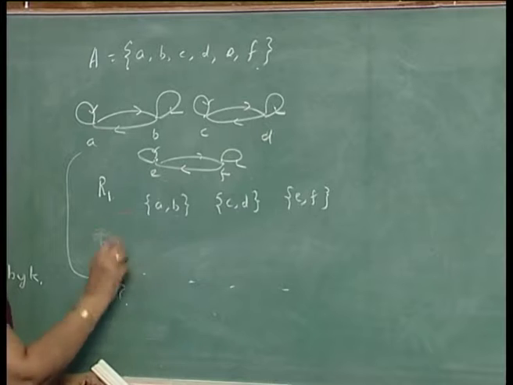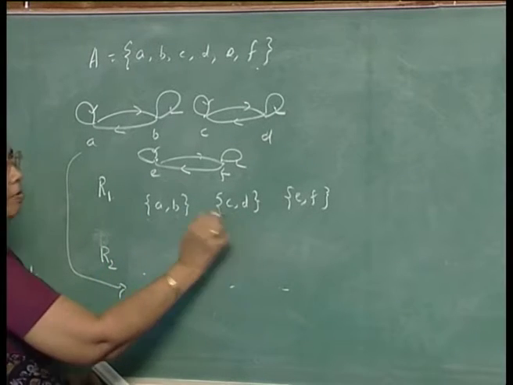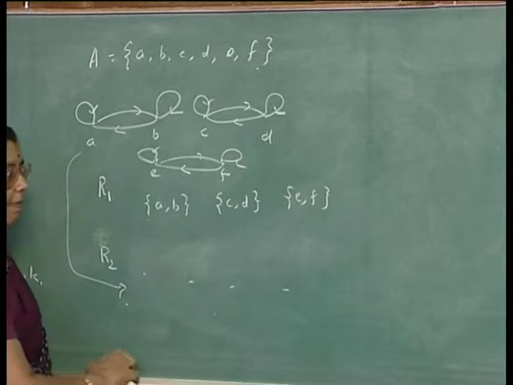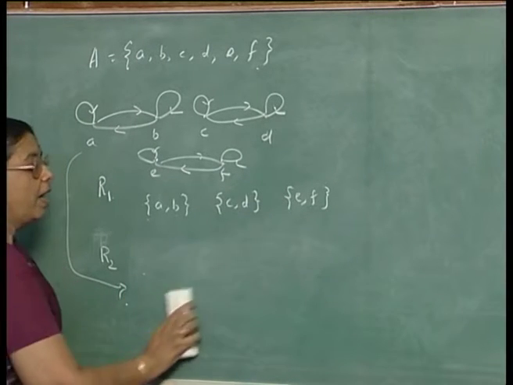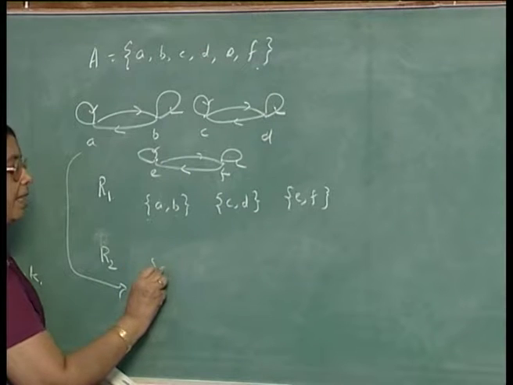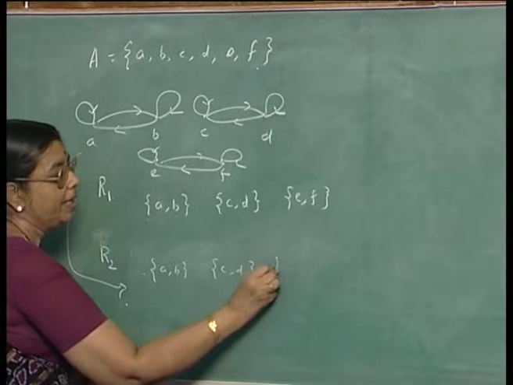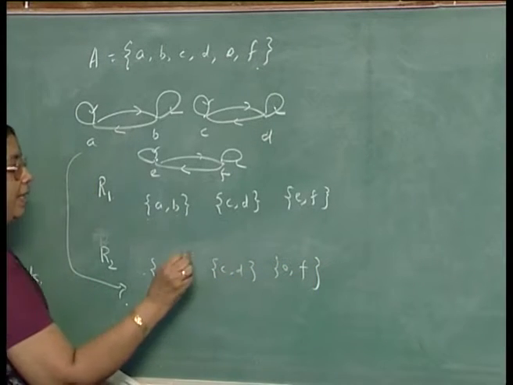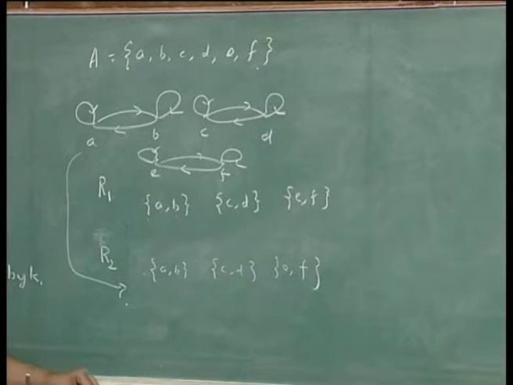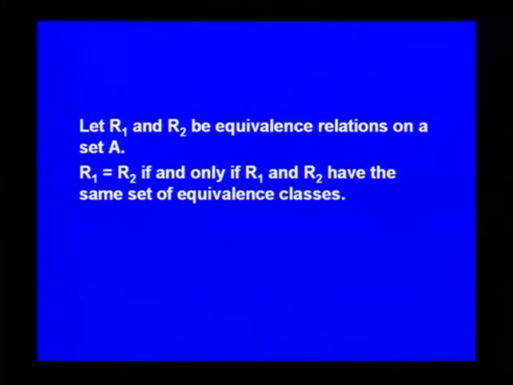And in this case a and b will be in one equivalence class, c and d in one equivalence class, e and f in one equivalence class. So R1 and R2 divide A into the same equivalence classes. R2 also will give the same equivalence classes. Only in that case you can say that R1 and R2 are equal. So, that is what is meant by this: R1 is equal to R2 if and only if R1 and R2 have the same set of equivalence classes. This as an example I have explained. This is true for any set and any equivalence relations R1 and R2 on A.